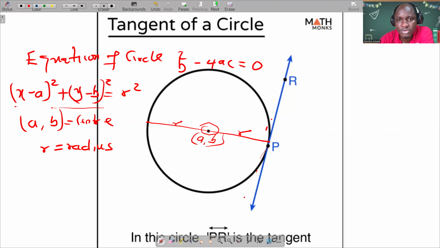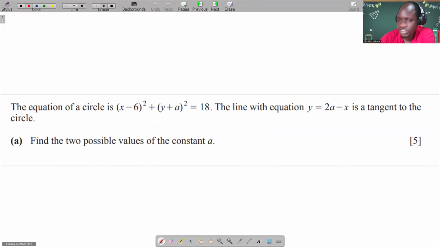So that's what we are going to use. That means that when we have a circle intersected by a tangent, you should not forget this discriminant: b squared minus 4ac equals 0. These are our discriminants. So let's move to a question.